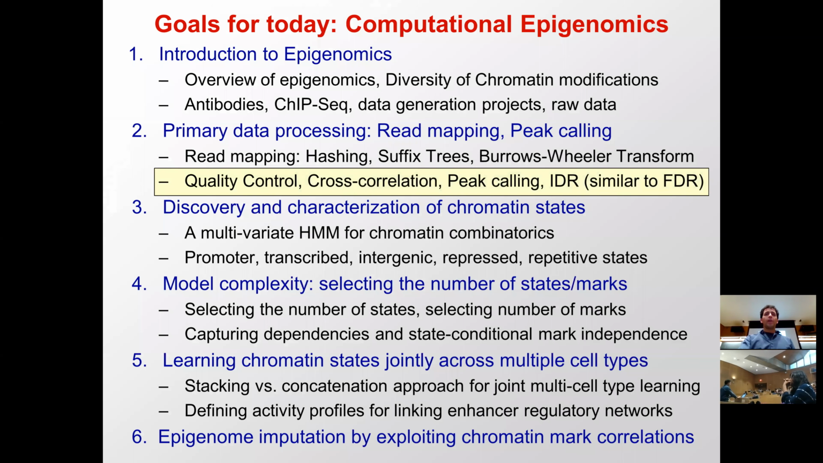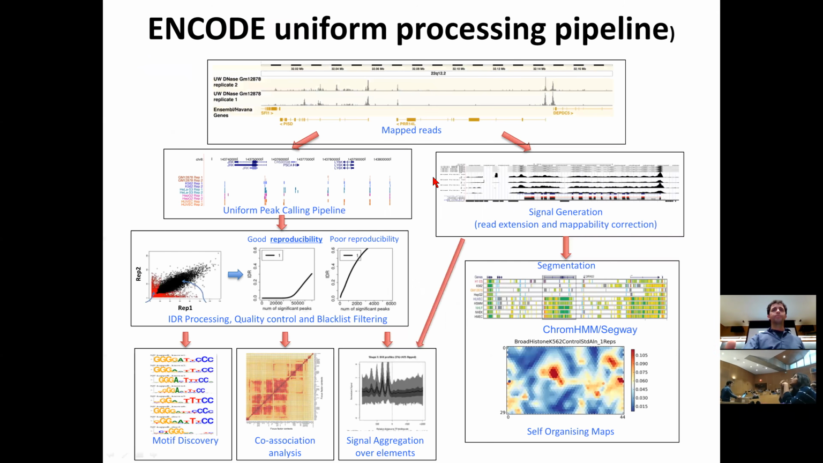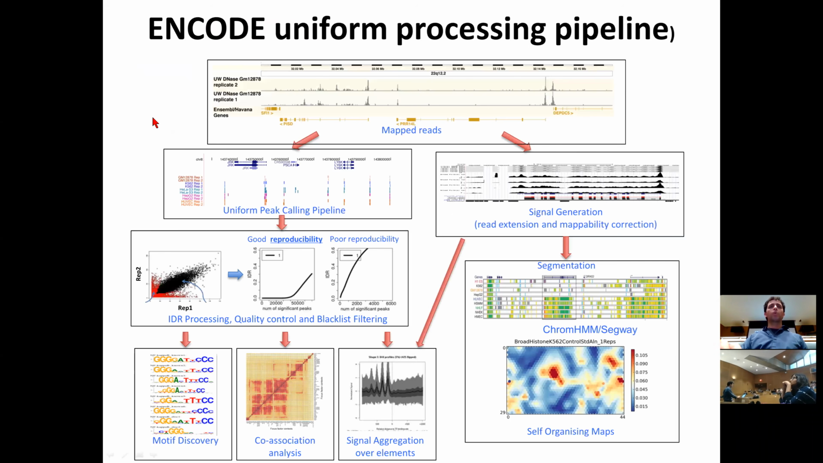Okay? All right, so we've now mapped all our reads. We've basically done ChIP-Seq. We've mapped all our reads using different methods, and now we'd like to do some quality control. We'd like to know, is this a good experiment? So ENCODE developed some uniform processing pipelines that have become quite standard in the field since then.